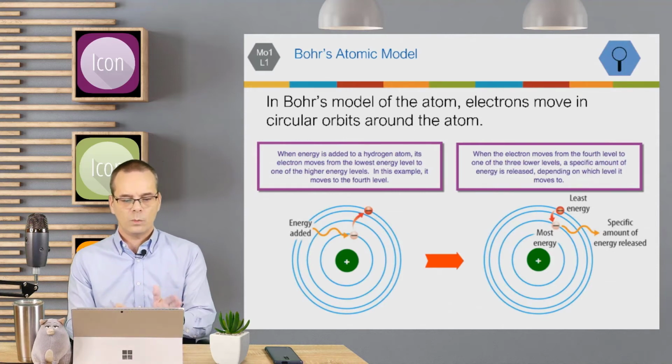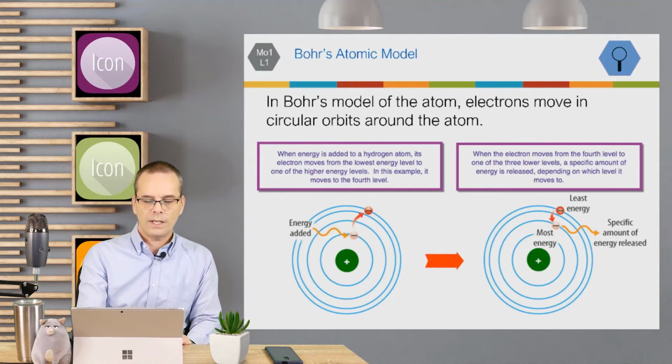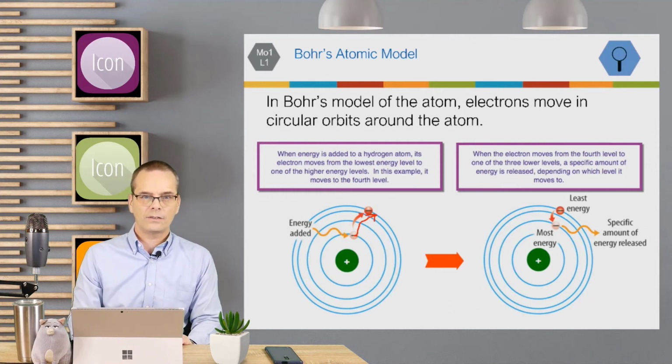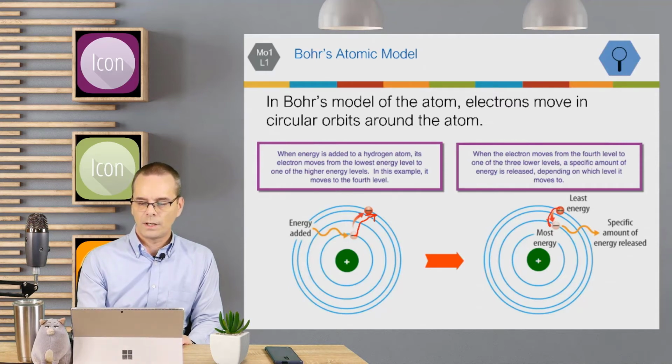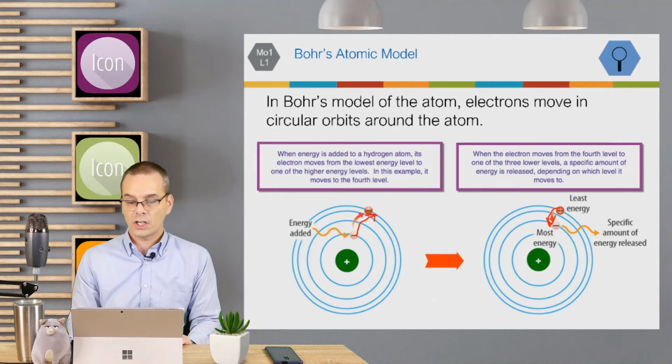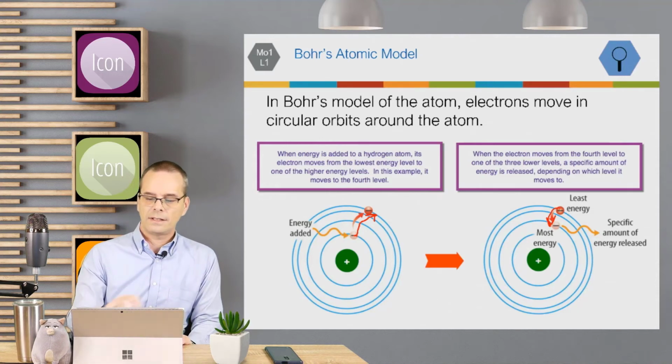So when energy is added to a hydrogen atom, the electron moves from the low energy level to higher energy levels. All right, so it moved from the first to the fourth level. And when it moves from the fourth to, let's say, the third level, energy is also released. So that is what Bohr was saying, that all these electrons move in a circle and they release energy and move up and down in their circular path.